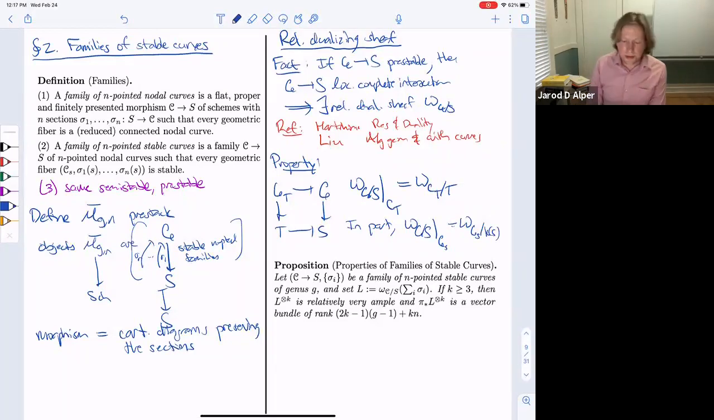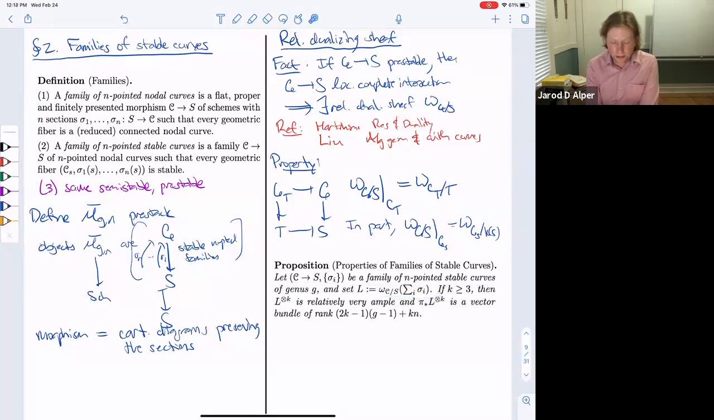So I won't really say much more about the existence or properties. That's a whole other topic. But I will mention the proposition that's written there. Let me walk you through this. I have a family of n-pointed stable curves of genus g, and then I take the line bundle which is the twist of the relative dualizing sheaf by the sections, and because we're assuming the sections land in the smooth locus, this forms a divisor.